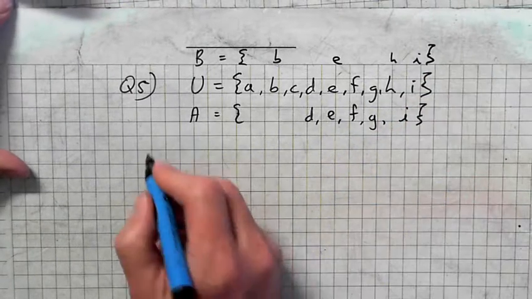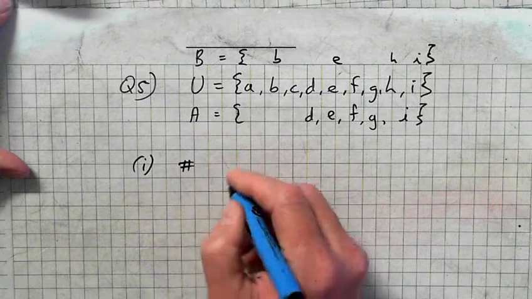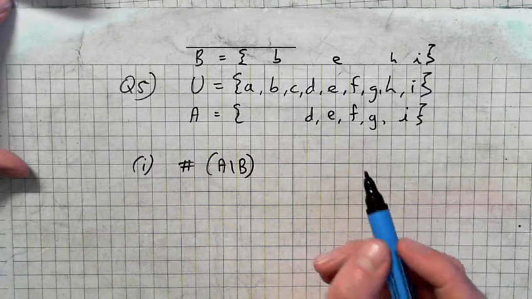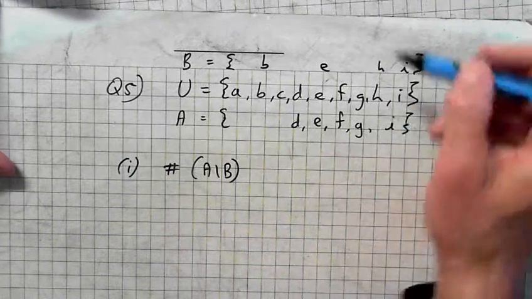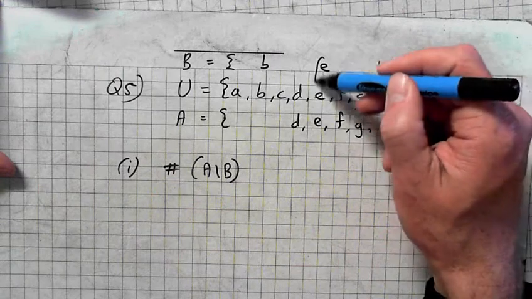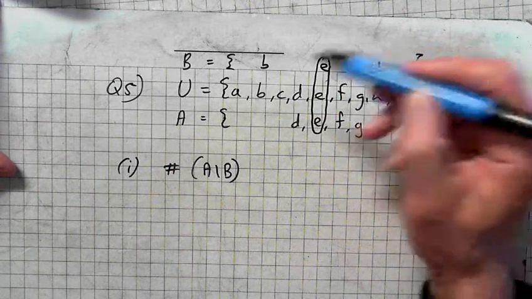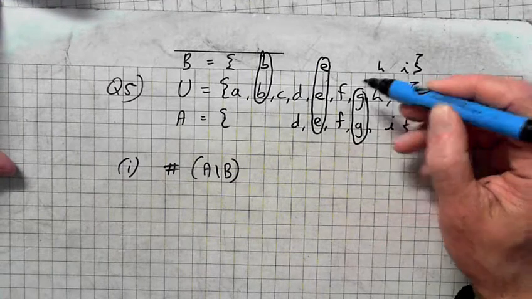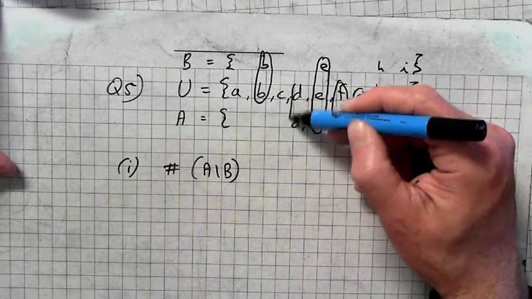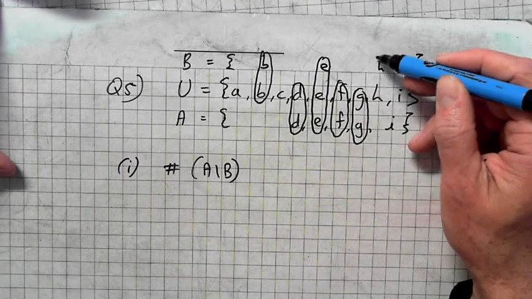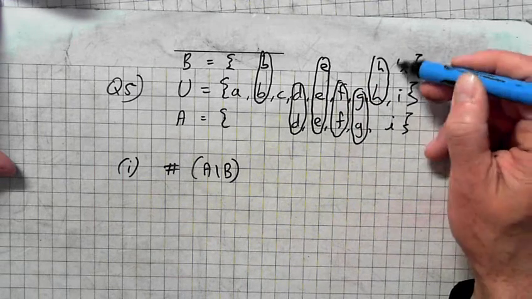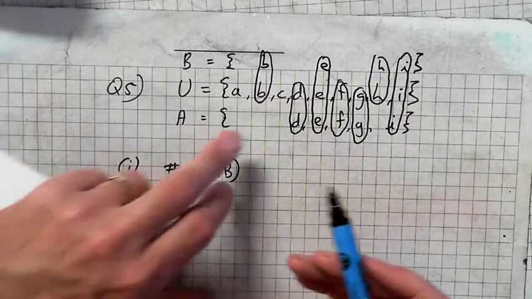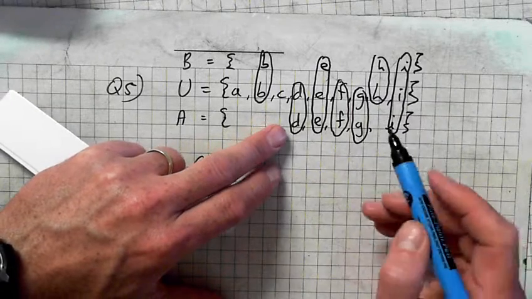Alright, so number 1, how many are there in A less B? So A, but I don't want B. See the way I wrote them above each other? E is in common to the 3 sets. D and D, F and F, G and G are in common. H is in common to those 2, and I is in common to all 3, isn't it? So A less B: I want A, but I don't want any of B.